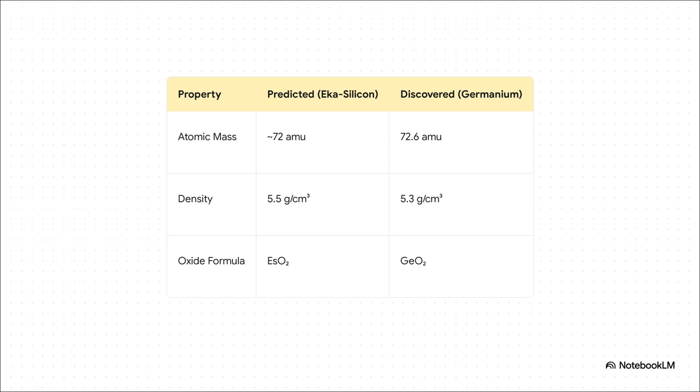He was so confident in his periodic table that he left empty spots for elements that no one had even discovered yet. And he didn't just leave a blank space. He predicted their properties with stunning accuracy. He called the element that should be under silicon eka-silicon. He predicted its weight, its density, even the kind of oxide it would form. Years later, an element named germanium was discovered, and it was an almost perfect match. This was the moment we realized this wasn't just a list. It was a predictive map to the universe's fundamental building blocks.